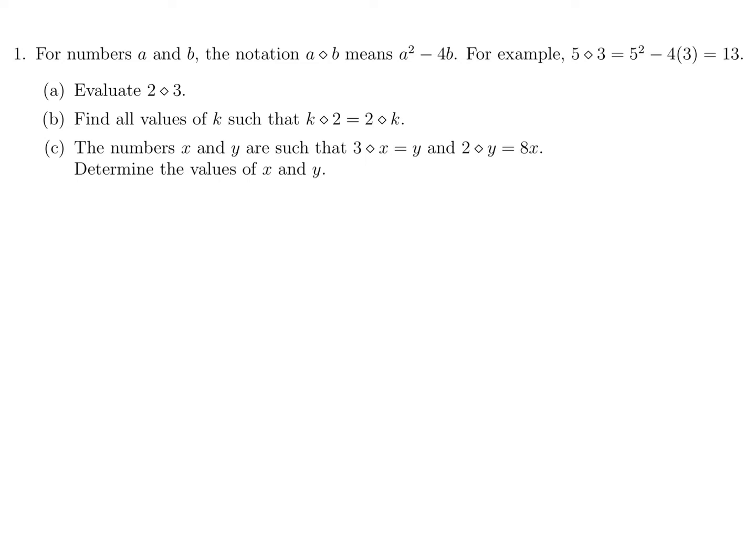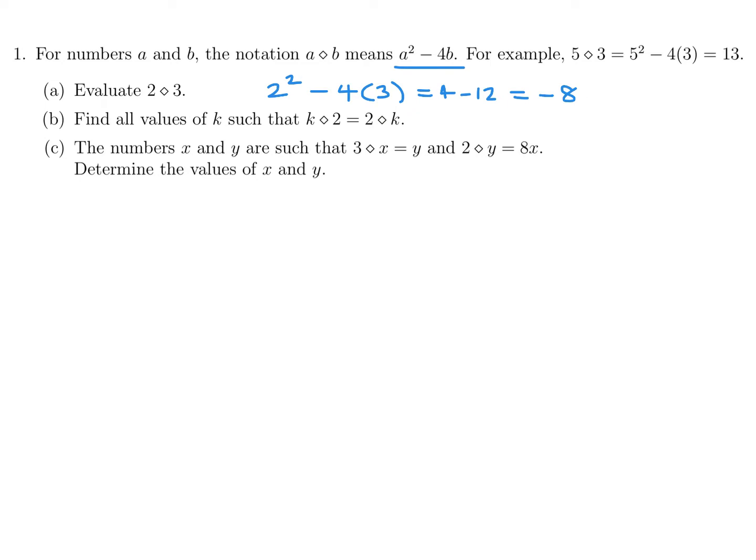Question number 1. For numbers A and B, the notation A star B means A squared minus 4B. For example, 5 star 3 means 5 squared minus 4 times 3, which is 13. Evaluate 2 star 3. According to this definition, it would be 2 squared minus 4 times 3, which is 4 minus 12, which is negative 8.